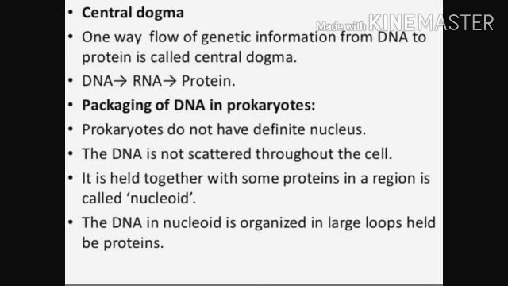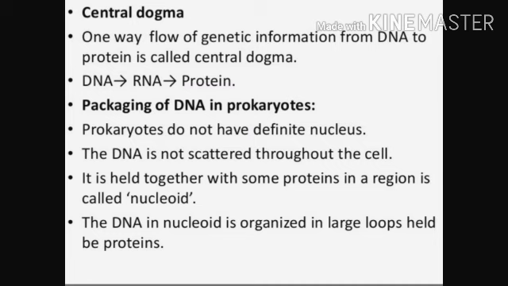Now the central dogma. The one-way flow of genetic information from DNA to protein is called the central dogma. That means the information is transferred from DNA to RNA, and then from RNA to protein.